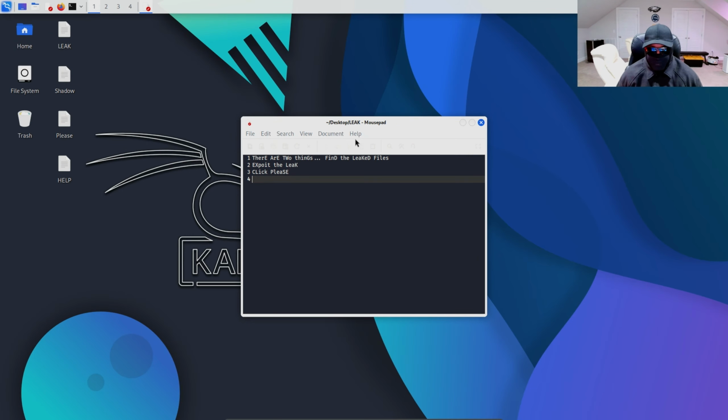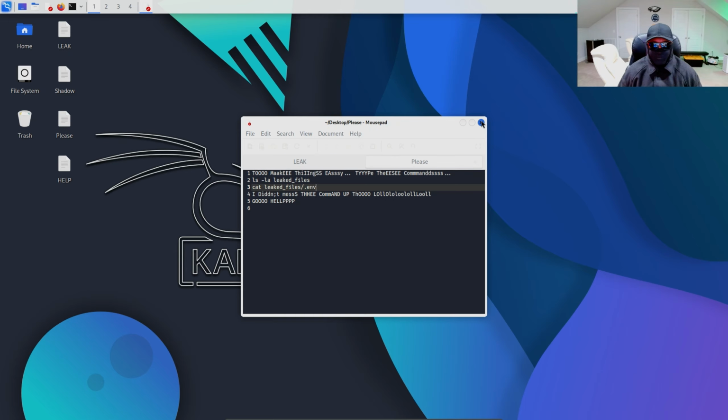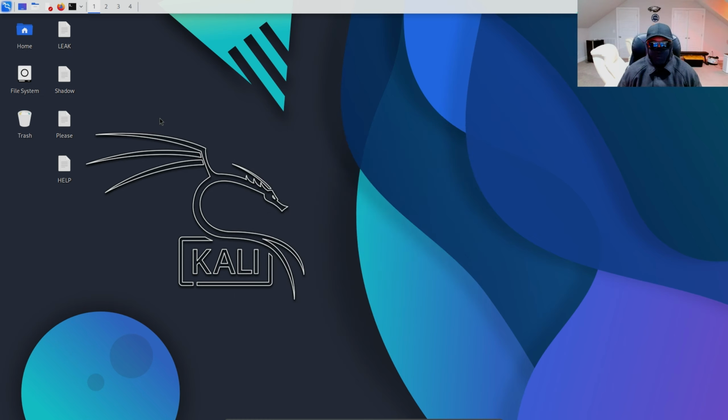So let's go ahead and exploit the leak. So it says click please. Let me make sure this is in the right order. Make things easy, type these commands. Okay, so it appears to be some kind of riddle. So in order to investigate this further, we gotta make sure these are in order. So it looks like this goes here. Shadow leak, please help. Not leak shadow, please help.